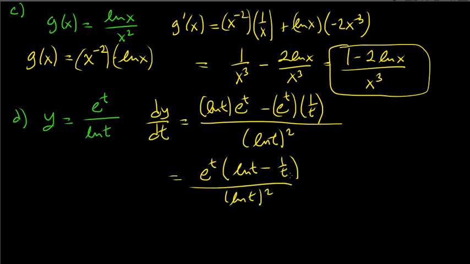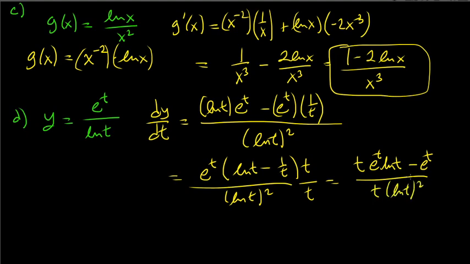You know, just get rid of the denominator here, so multiply by t over t, you get t e to the t log t, and then minus e to the t, all over t log of t squared. And I think you can factor out an e to the t in the numerator, but, you know, good enough.